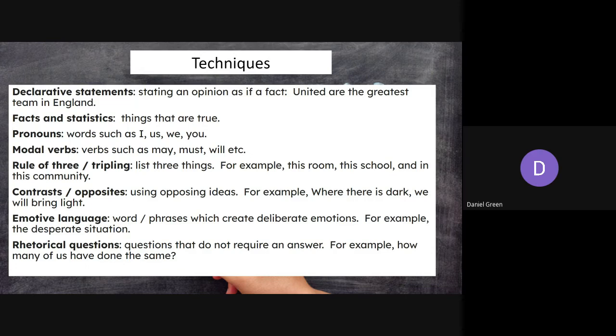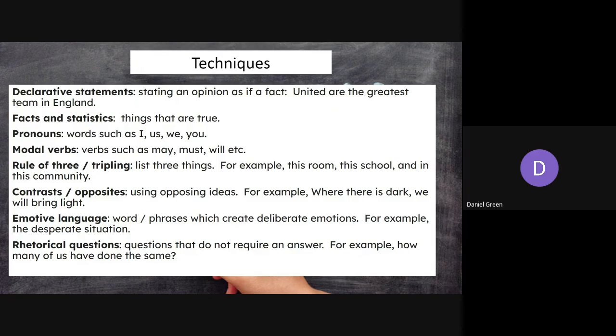Contrasts and opposites as well, so using opposing ideas. So where there is dark, we will bring light, and that's very fanciful, but it's a useful thing to do, talking about contrasts. They may try to break us down, but we will fight back, as I used earlier on for my modal verb example.